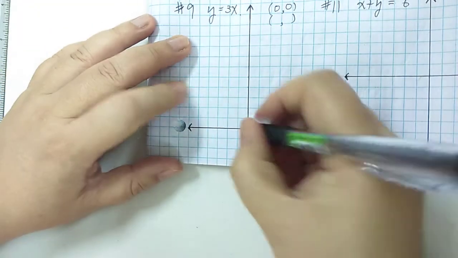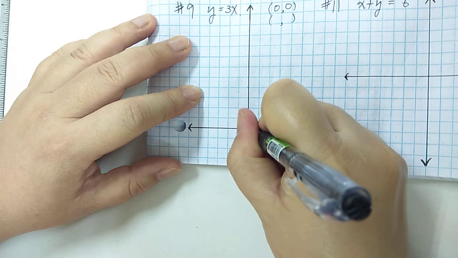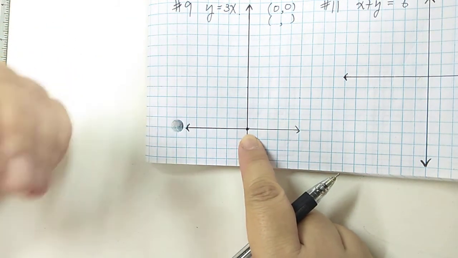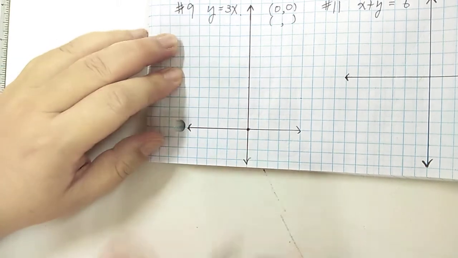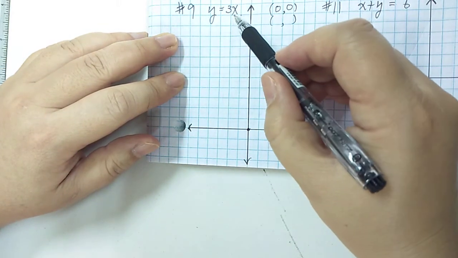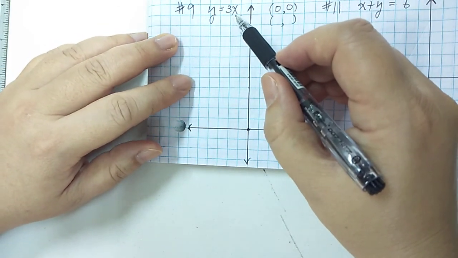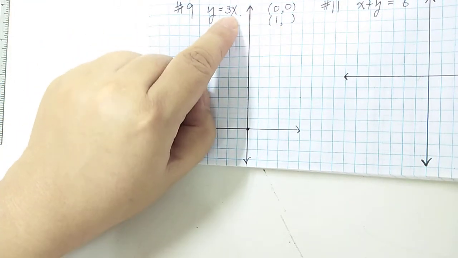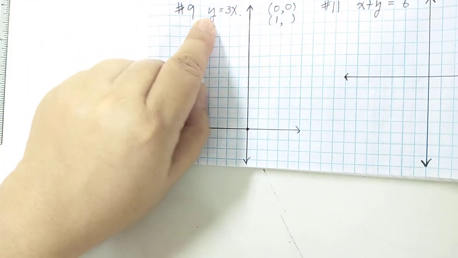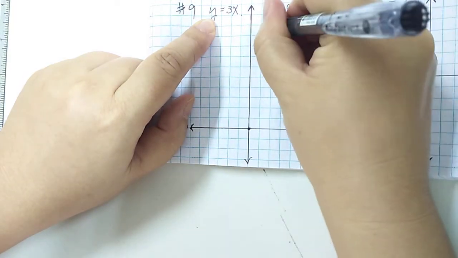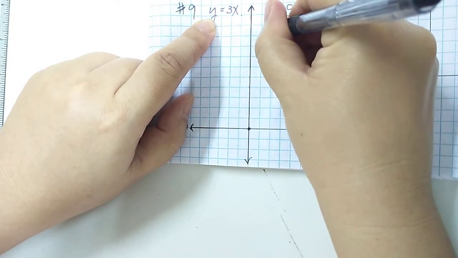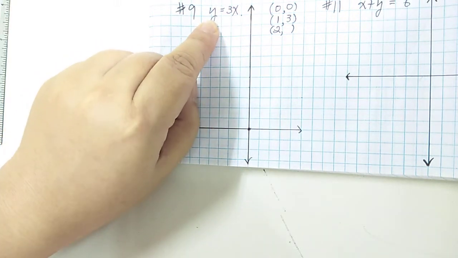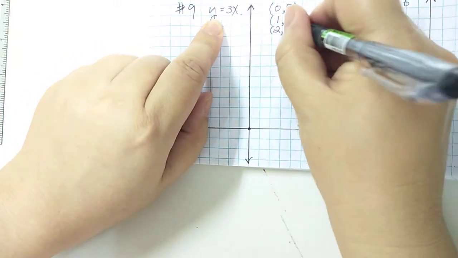So what you want to do is you can go ahead and put your point there. And now you're going to have to find another point by choosing a number for x. So I'm going to choose 1. Okay, if I choose 1 as my x, 3 times 1 is going to be 3. So my y is 3. I'm going to choose another one. Let's say 2. When x is 2, then my y is going to be 3 times 2, which is 6.